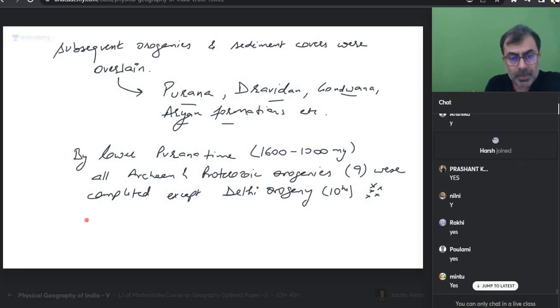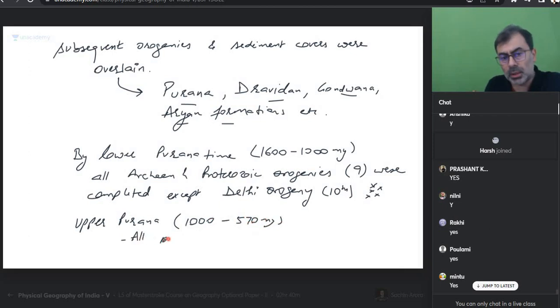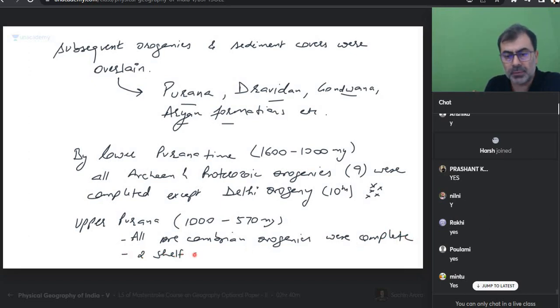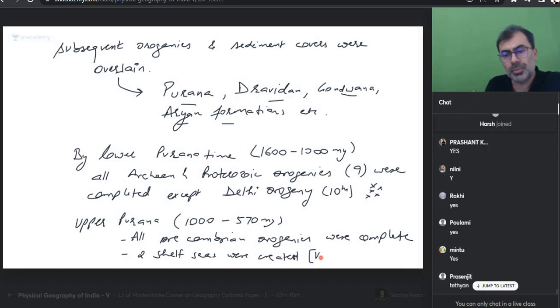Next, in upper Purana, 1000 to 570 million year, all Precambrian orogenies were complete. 2 shelf seas were created. जल्दी से नाम बता दो क्या थे इनके? What were the 2 names? No, Prasenjit, no, please, wrong. ये देखो बीजावर, please, wrong. Vindhyan and Kurnool.